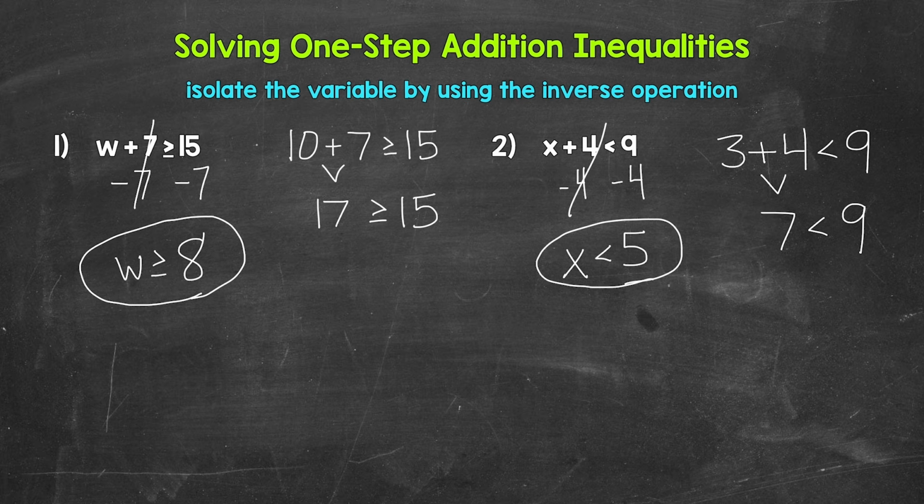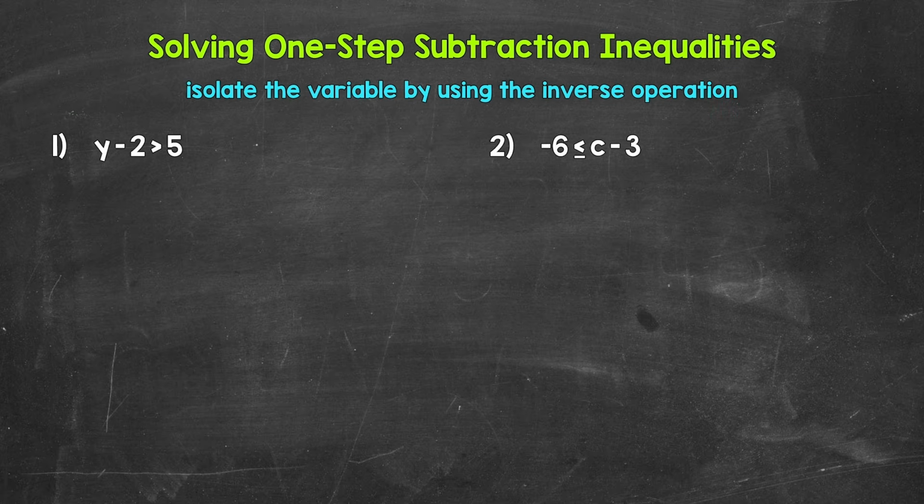So there's how to solve one-step addition inequalities. Let's move on to subtraction. So here are our subtraction examples. Let's jump into number 1, where we have y minus 2 is greater than 5. So we need to solve this. We need to isolate the variable of y.